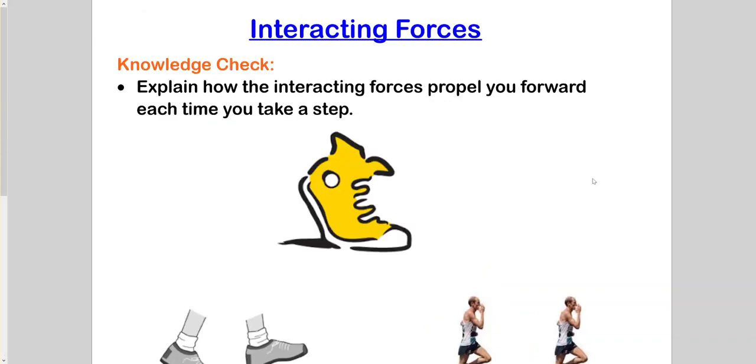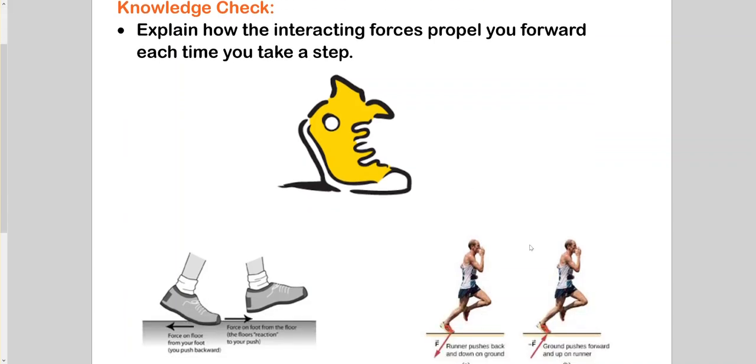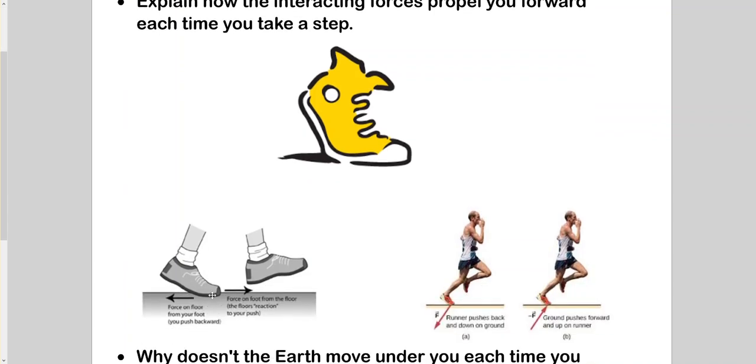All right, last one here. It's kind of a weird one to think about, but interacting forces propel you forward each time you take a step. So it is Newton's third law that allows you to even move around. So when you walk, you apply a force down onto the ground. But the ground also applies a force to you, right? So here is the force of you on the floor, and then the force of the floor on you is actually what moves you forward.